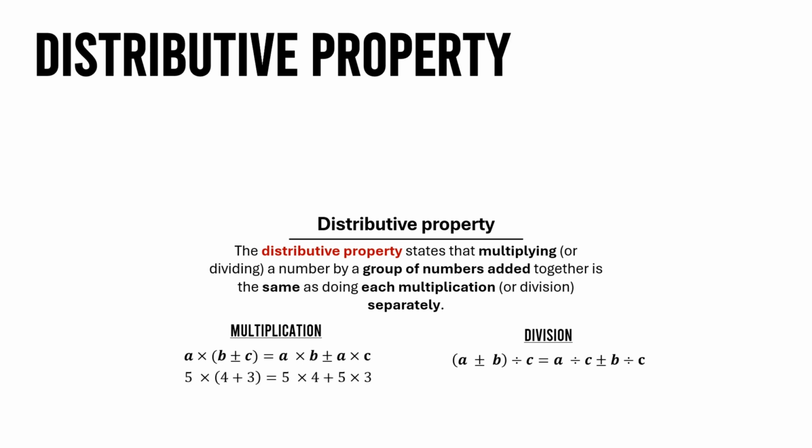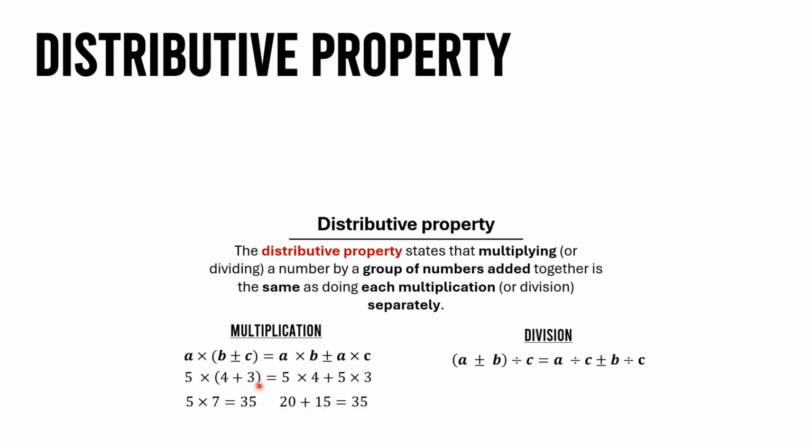5 times 4 plus 3. And here we have done 5 times 4 plus 5 times 3. So here we did 4 plus 3 is 7, 5 times 7 equals 35. While here we did 5 times 4 equals 20, plus 5 times 3 equals 15. 20 plus 15 equals 35.